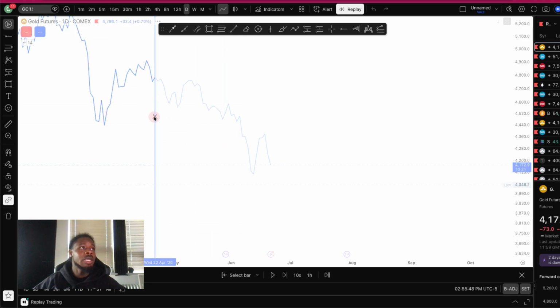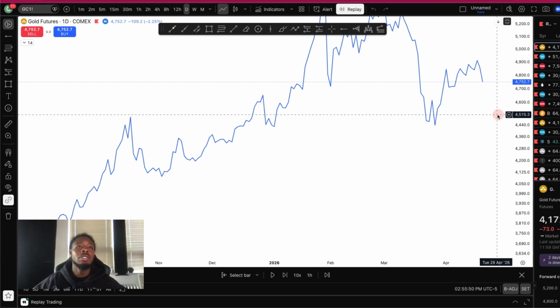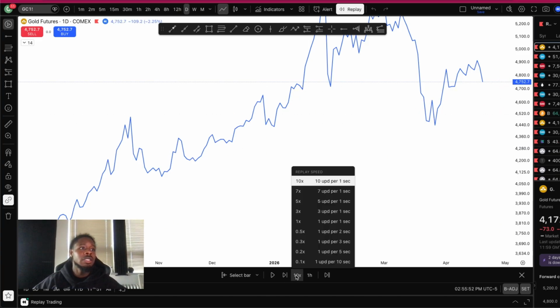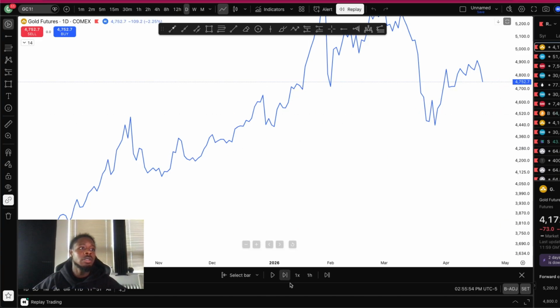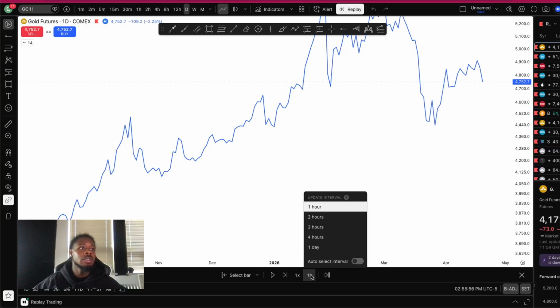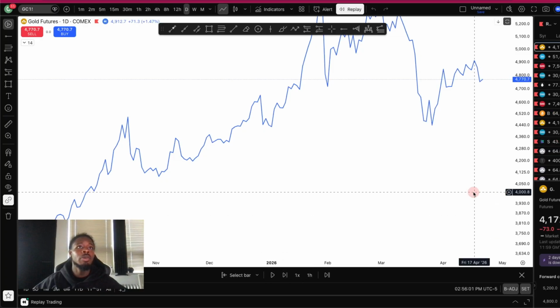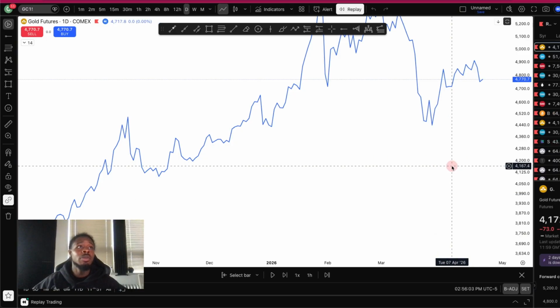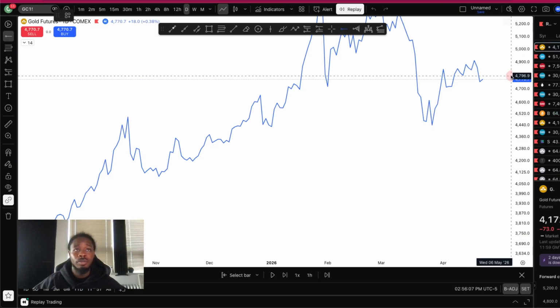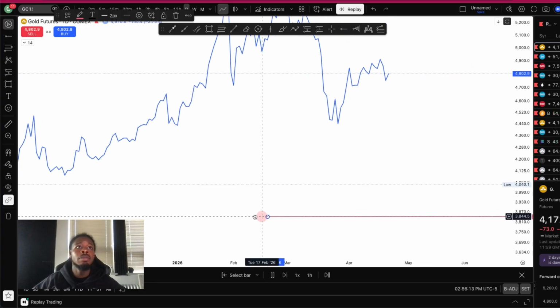Once we get a play, all we have to do is this. Let's change the bars so it doesn't move too fast for us, because we're on the daily. Let's get this going. Okay, boom. The market is going to be moving while this happens. So what we got going on right here is we need to see the market make a play, and we're going to wait on the play to come.